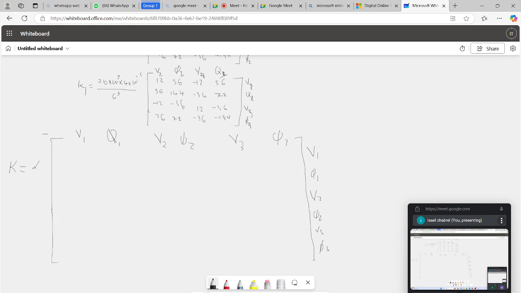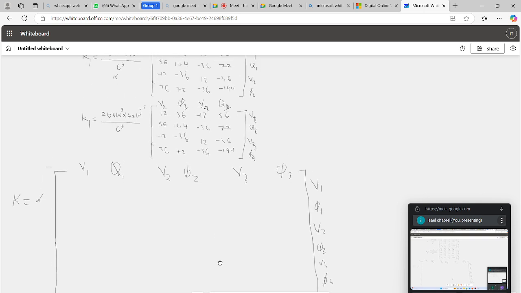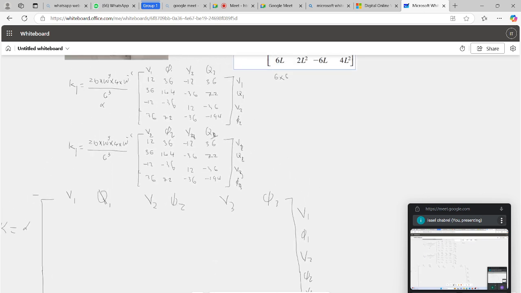Okay, Andile, to get the global stiffness, we can do it for each element. What do I mean by that? We look at V1. You have V1 here and V1 here. Do you have any other V1 in the second element? No. So when you look at V1, it is 12. So V1, you copy the number that is here, 12. You go to phi 1.